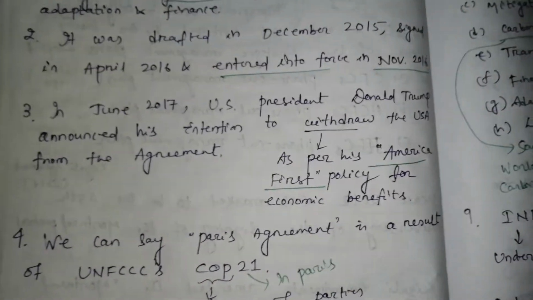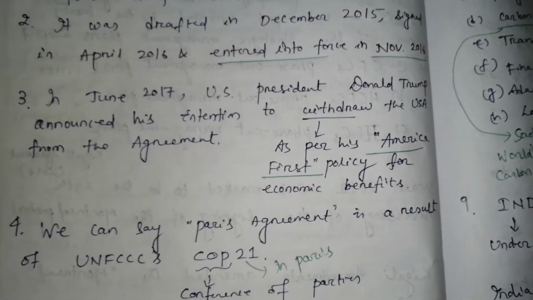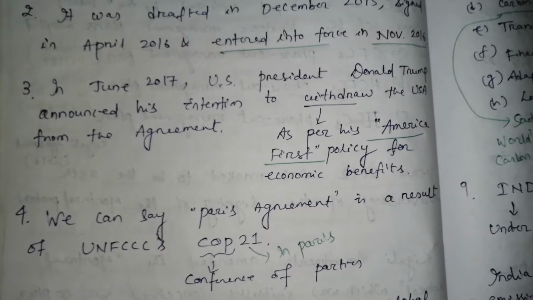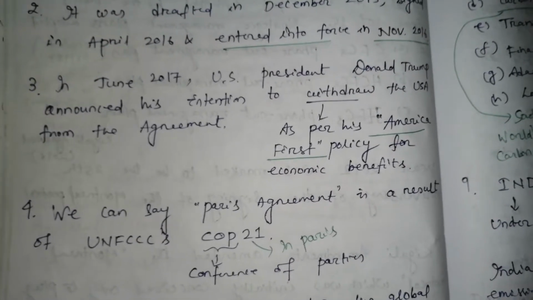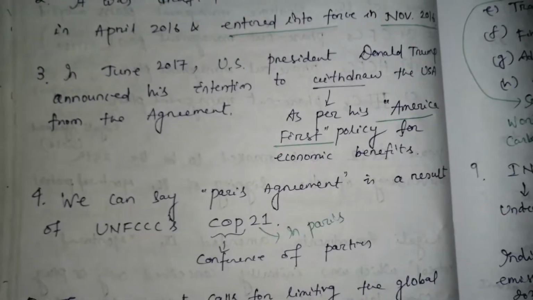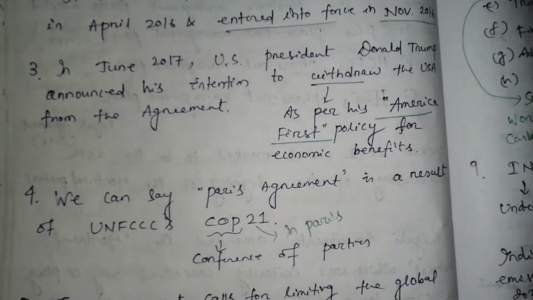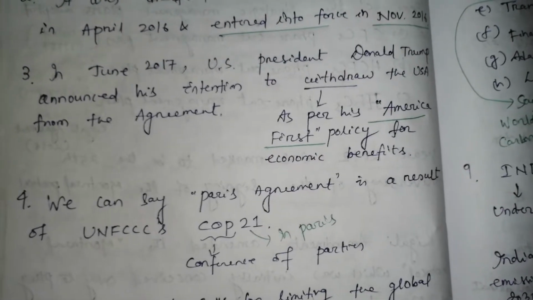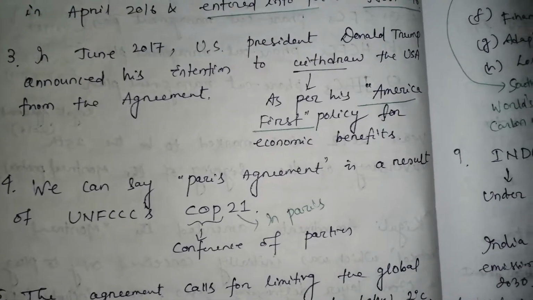In June 2017, point number 3. US President Donald Trump announced his intention to withdraw the USA from the agreement. The reason was, as per his America First policy, for economic benefits.